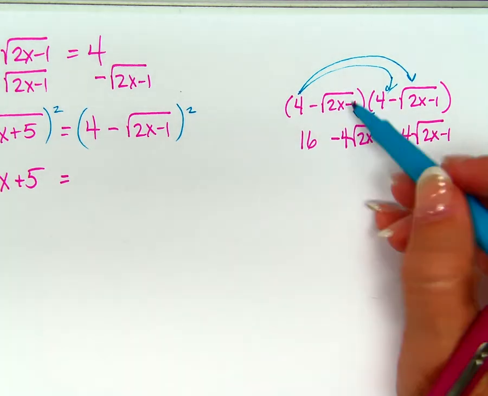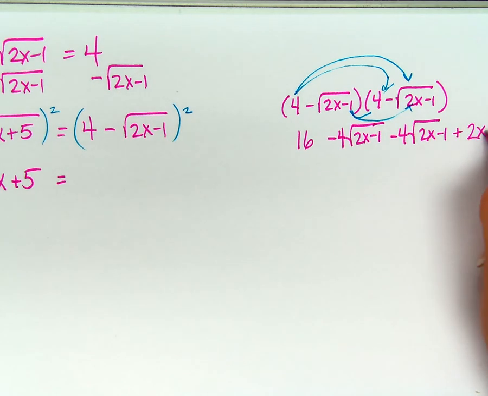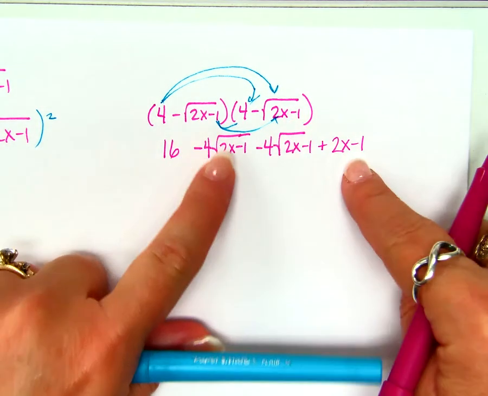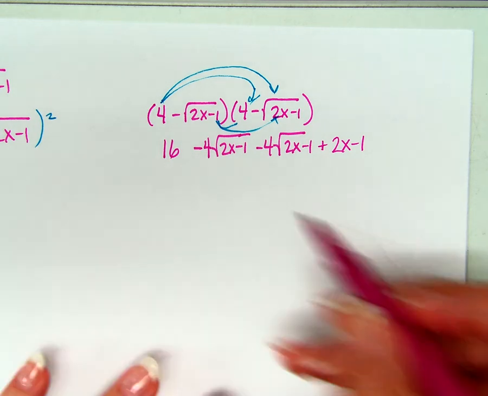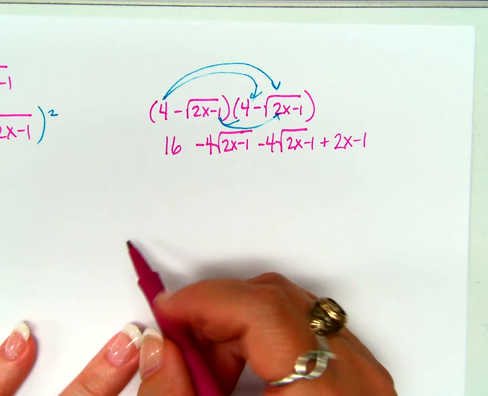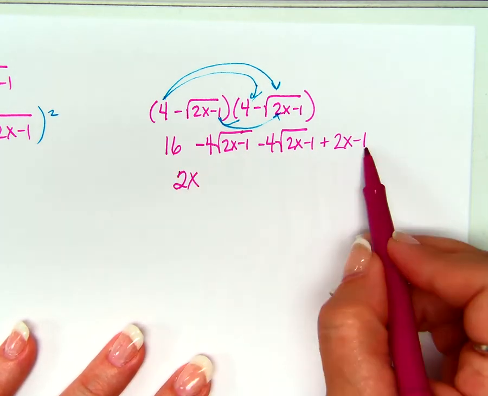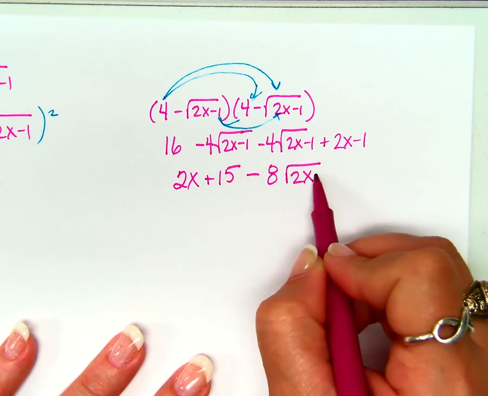And then what's going to happen when I multiply this root times that root? I'm just going to get plus 2x minus 1, because a root times itself is just what was inside, so I'm squaring it. You okay with that? Am I going too fast? Okay, so at this point I need to combine like terms. So I have this 2x, and then I have a 16 minus 1, so that's a 15, and then I have 8 root 2x minus 1.